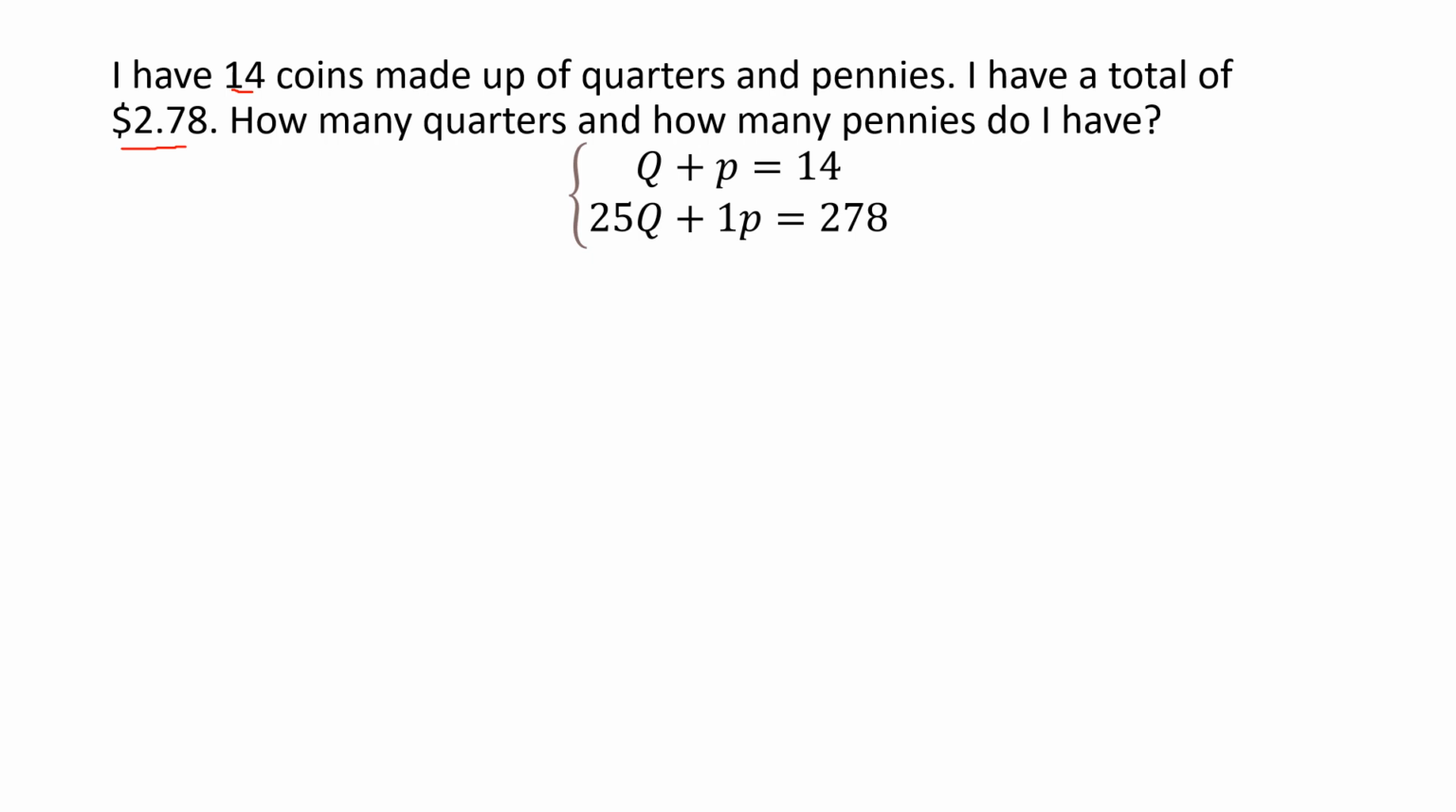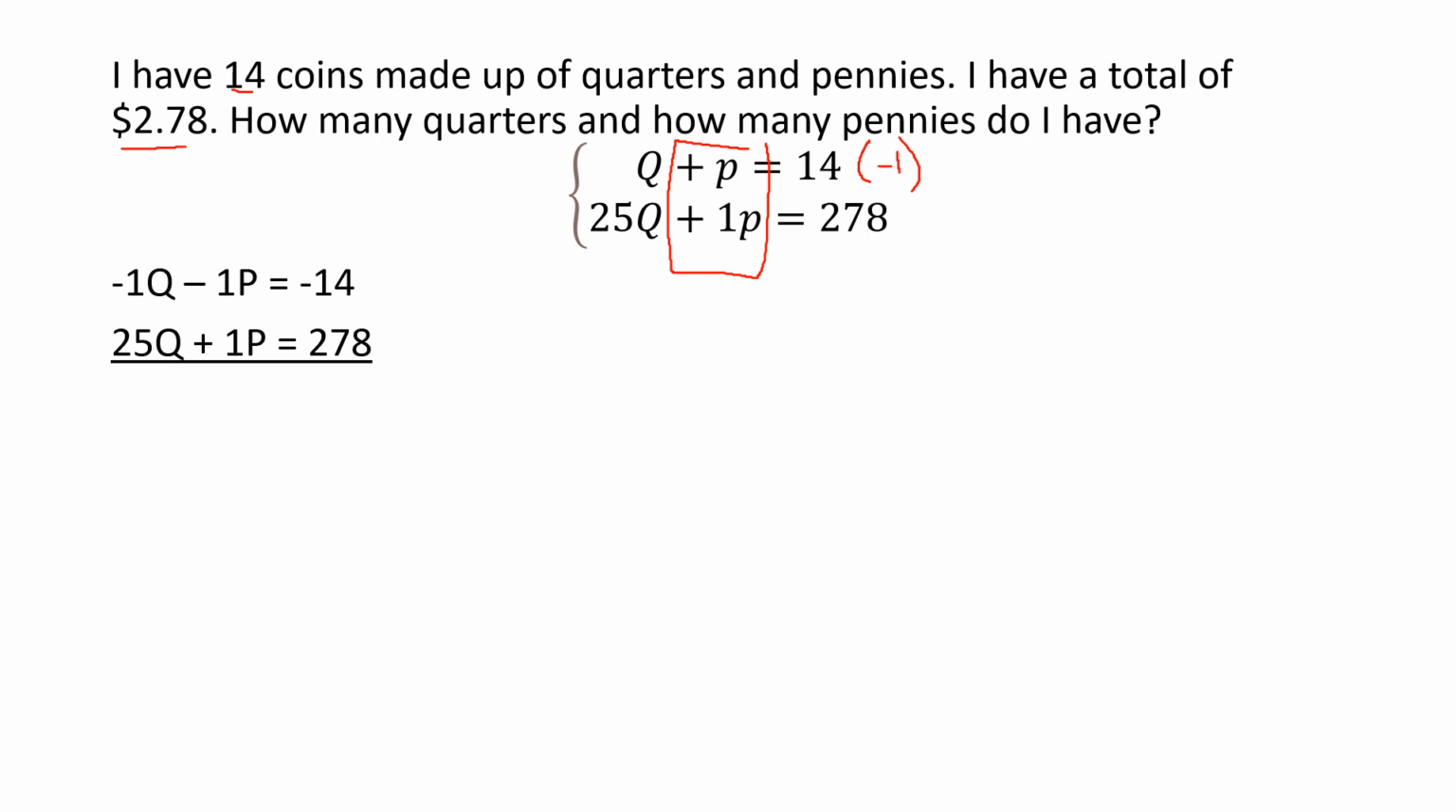Quarters plus pennies equals 14. My value equation, quarters are worth 25 cents, so 25Q. Pennies are worth 1 cent, so plus 1P equals 278. And by dropping all of those decimals, I can have whole numbers. Now I'm going to use elimination because it's my favorite way to do it. It's going to be really easy to eliminate my penny. If I multiply my top equation by negative 1, I end up with negative 1Q minus 1P equals negative 14. I don't need to change my bottom equation. It just stays. And now I have a negative 1 and a positive 1, so that's going to eliminate itself.